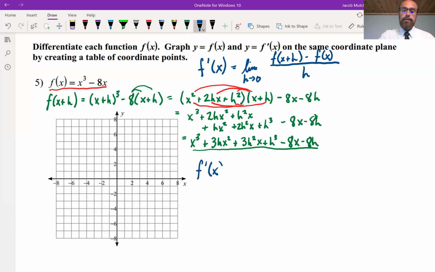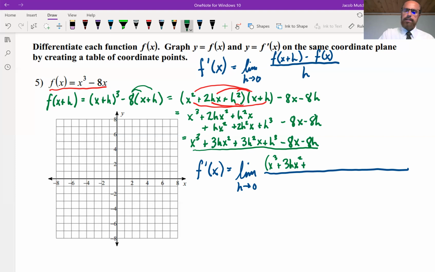f prime of x, the derivative of f at x, is the limit as h approaches 0 of this green expression, x cubed plus 3hx squared plus 3h squared x plus h cubed minus 8x minus 8h. And that is subtracting the original, which is a lot simpler, x cubed minus 8x. And that is all over h.